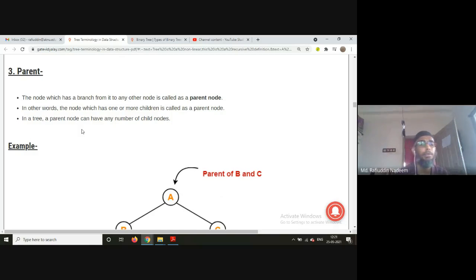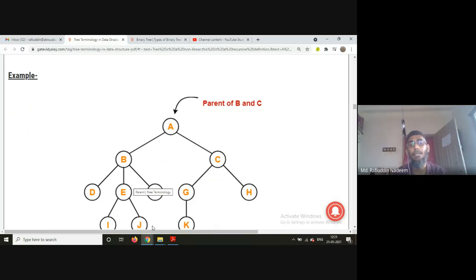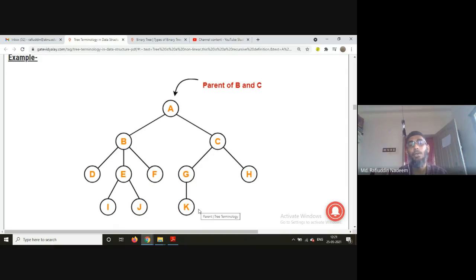Of course, we will discuss some other types of trees later on, where we are restricted to have only one or two children or no children. Such are the binary trees, which we will discuss later on. But in general, a node can have any number of children. So for example, say A is the parent of B and C, and B is the parent of D, E, F, and E is the parent of I, J. Likewise, C is the parent of G and H, and G is the parent of K.